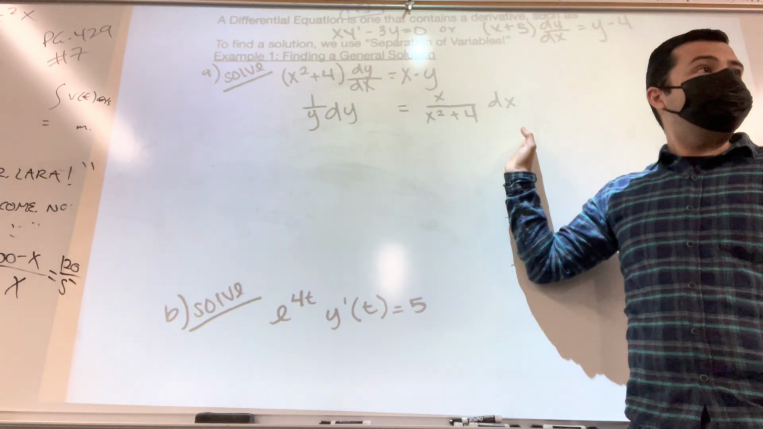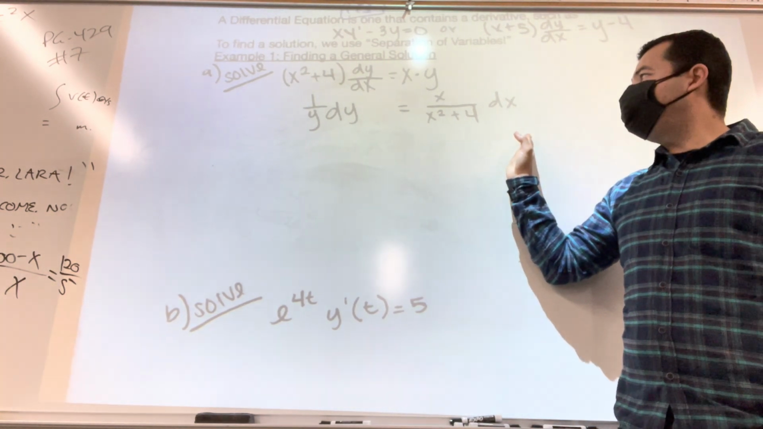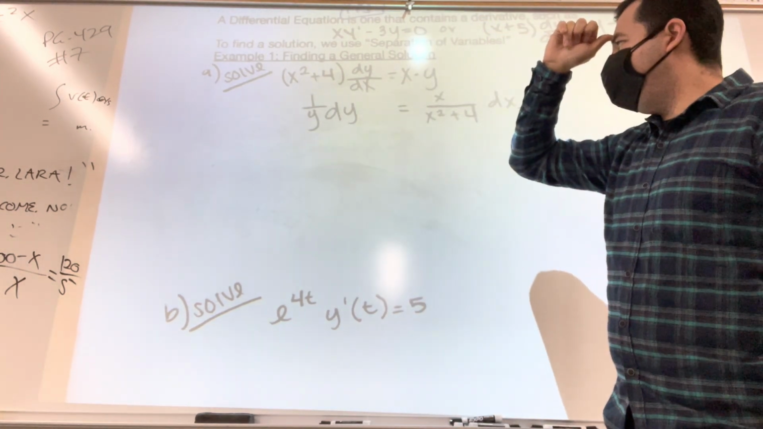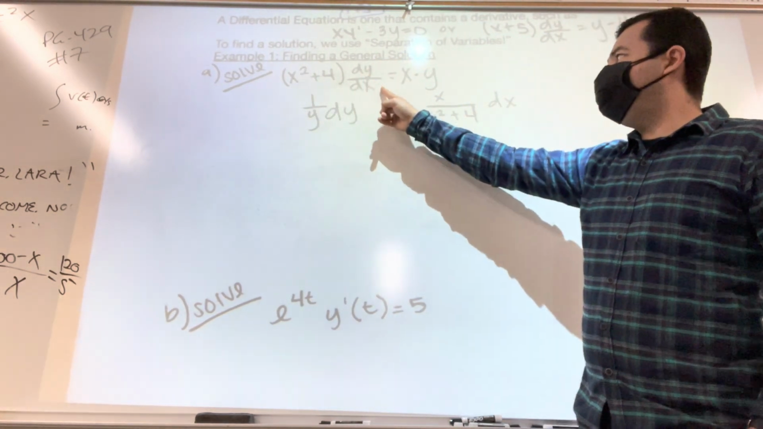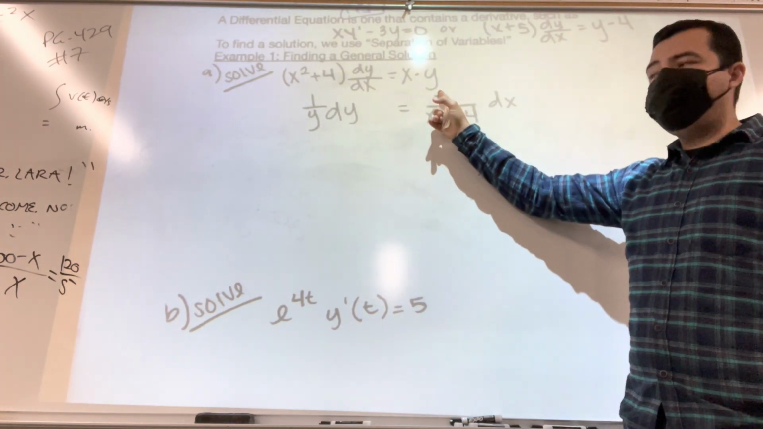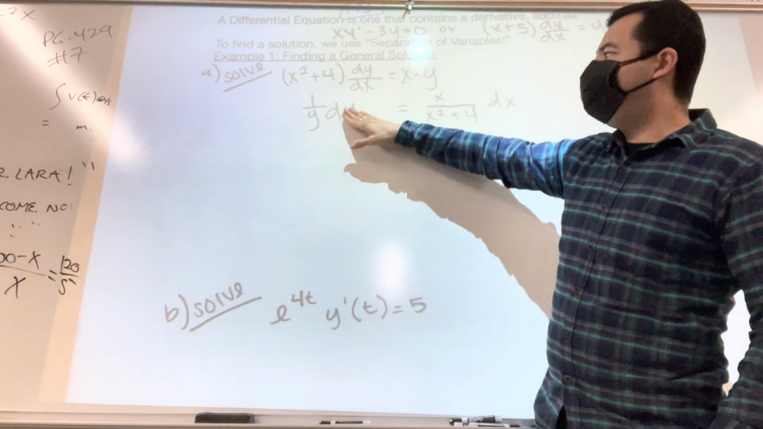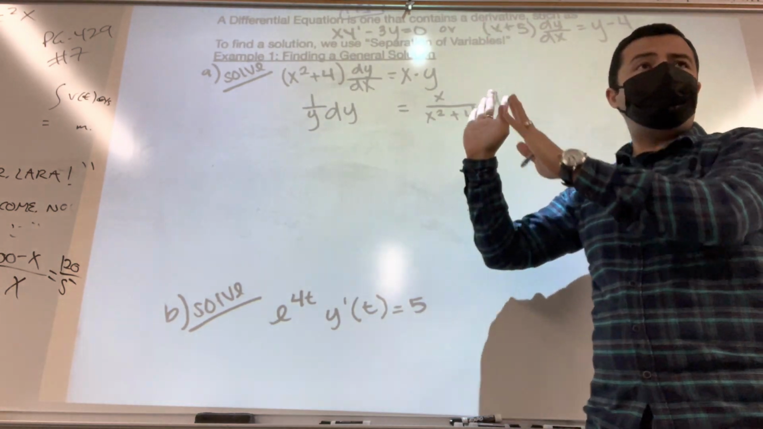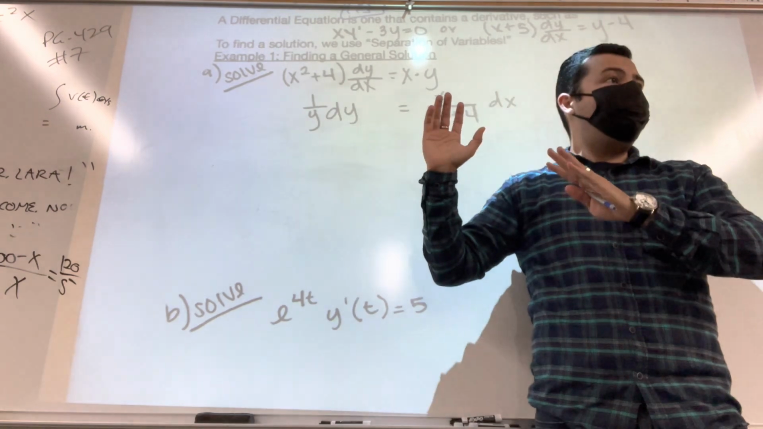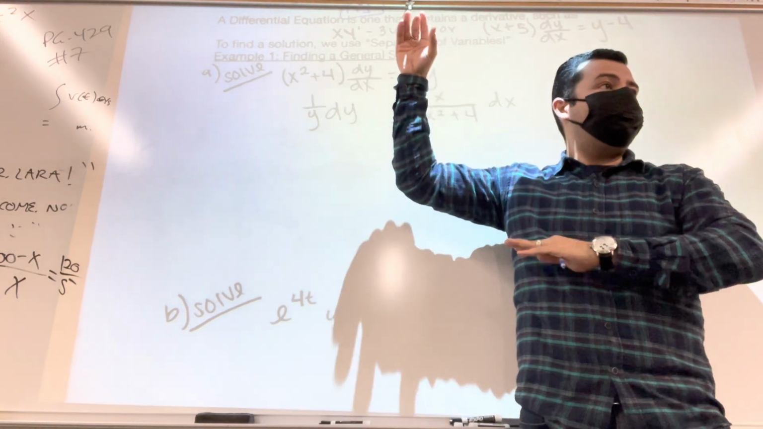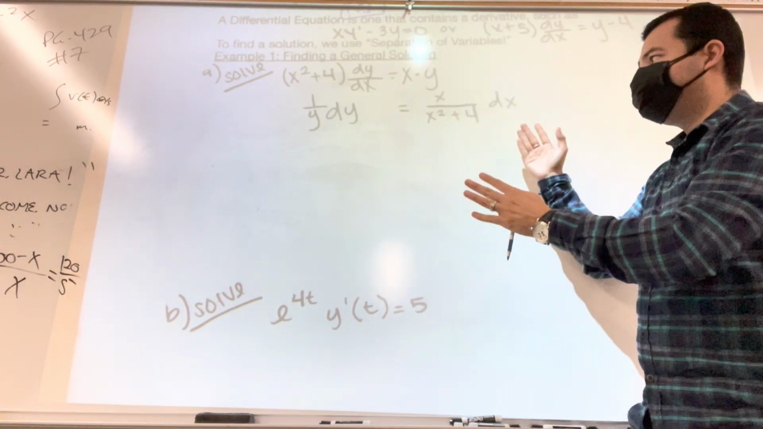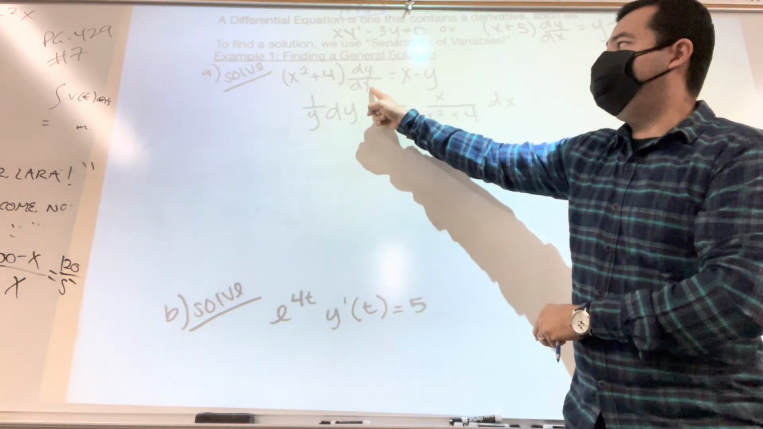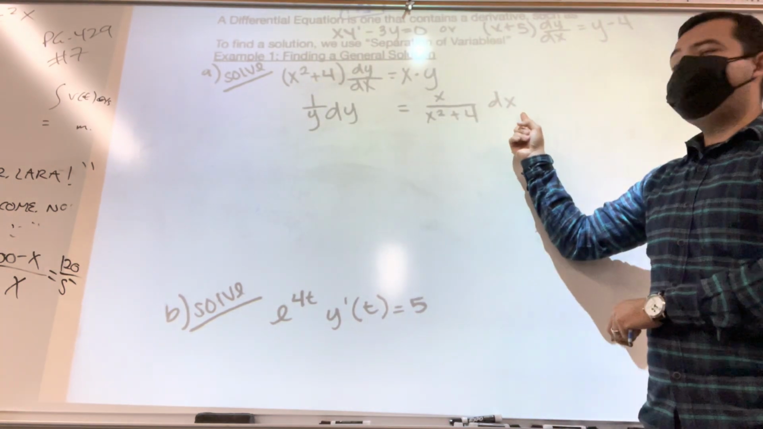Yay or nay? Yay. Notice also, you might say, wait, Mr. Lara, why didn't we bring the dy over here and divide by dy? We always want the dy and dx to be on top. Remember when we did u substitution? We always wanted du to be on top, never at the bottom. Same thing here. We don't want dy at the bottom, we want it at the top. And same for dx. We now have it on the top.